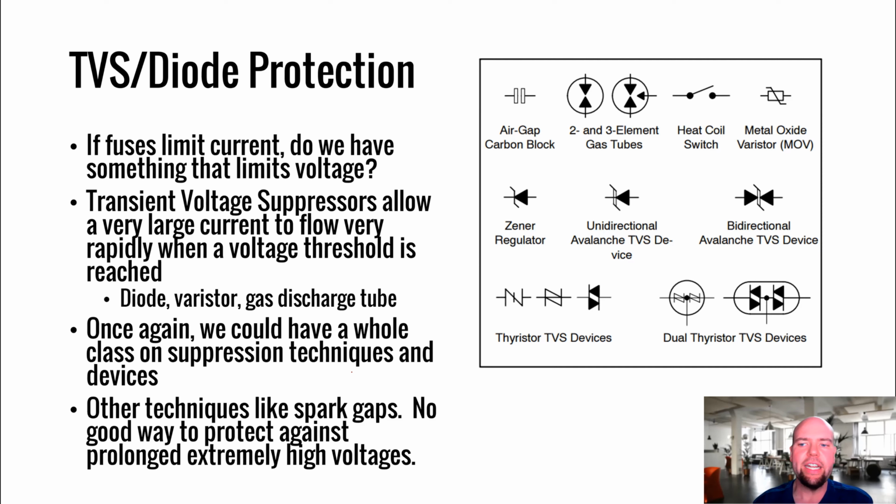These could be things like lightning strikes. These could be things like static discharge, right? When you don't ground yourself and you pick up your cell phone and you shock your cell phone. The cell phone should be protected against that sort of thing, and they usually are, and they do so using these transient voltage suppressors. And there's a couple ways to do it. The most common way is with TVS diodes.